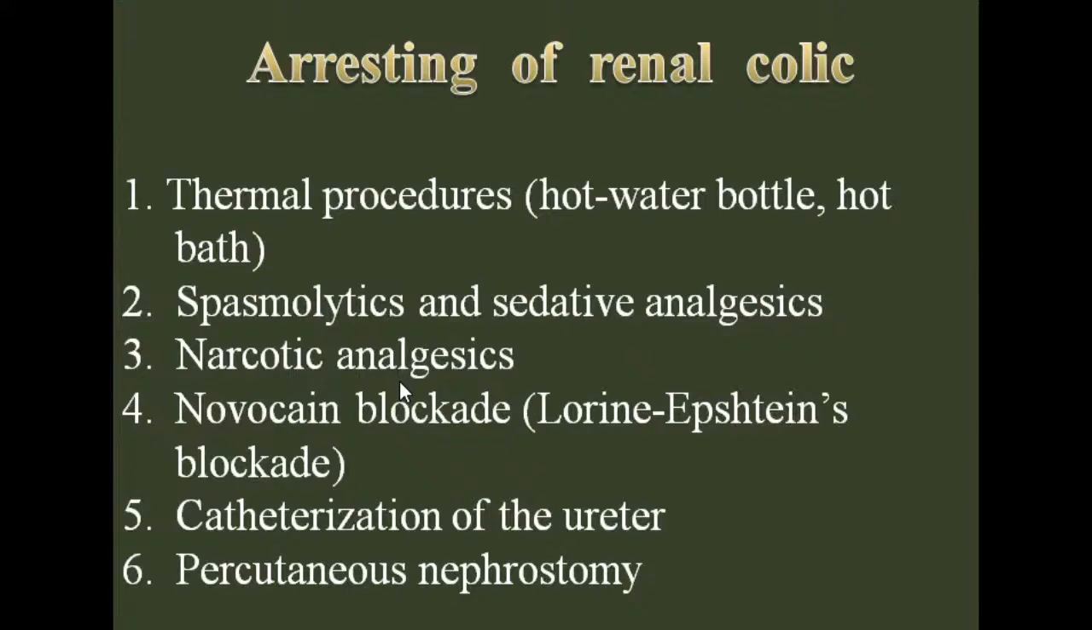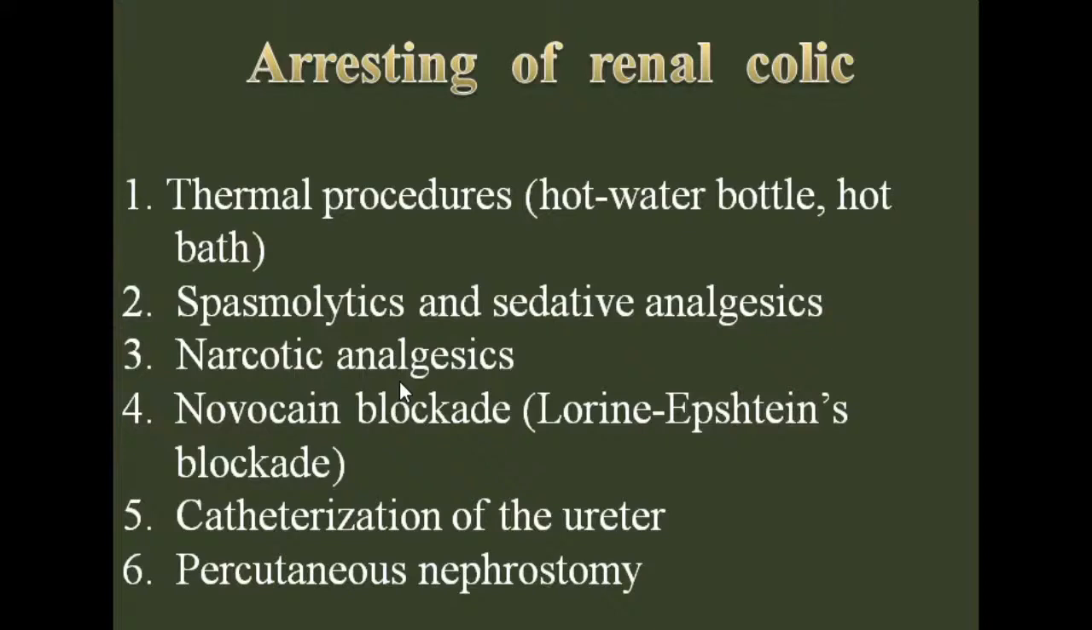Now, how can we perform this blockade? We must palpate the spermatic cord in the area of the root of the scrotum. We palpate it, perform puncture of the spermatic cord. First, novocaine behind it, needle in direction of the external ring of the inguinal canal, and we introduce about 40 ml of novocaine.